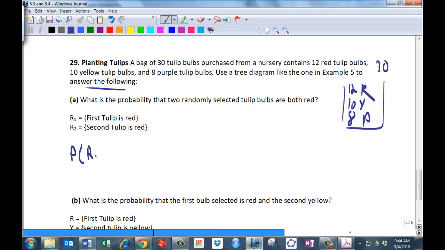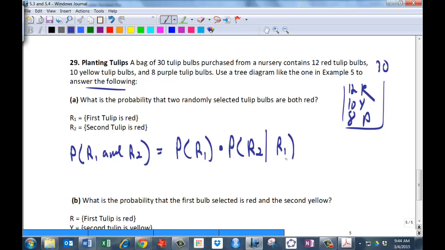Probability, first one is red, and the second one is red. This is the general multiplication rule. It's going to be the probability you get a red on the first one times the probability you get a red on the second, given that you got a red on the first. So probability the first one is red is 12 out of 30 times the probability second one is red, given, well, that's 11 out of 29.